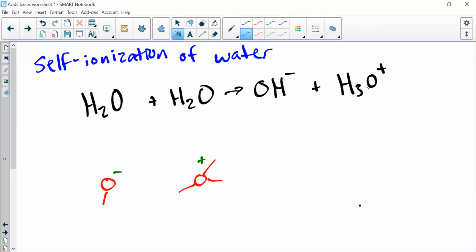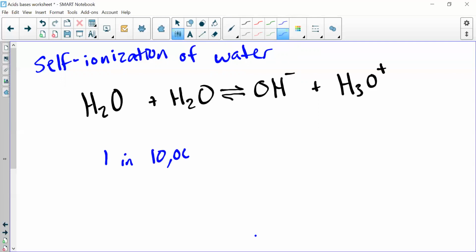Now, this isn't a permanent process. It can go backwards as well, where these can now happen to strike each other or different ones again, and that proton will go back with the original one. So in fact, we write a double arrow here showing it goes one way, but then it can also come back. And this is a rare process. They estimate that in regular, like 25 degrees Celsius water, at any given time, about 1 in 10 million water molecules are currently ionized, are currently split into hydroxide and hydronium. And when it comes to acids, the important one is this, hydronium.